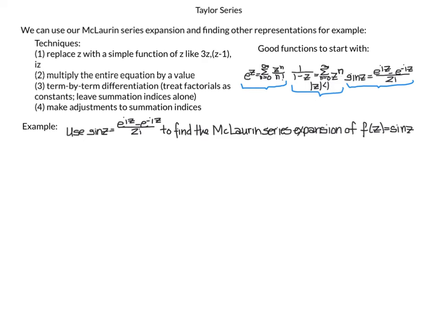For our next example, we're going to use this formula here, sine of z equals e to the iz minus e to the minus iz over 2i, to find the Maclaurin series expansion of f of z equals sine of z.